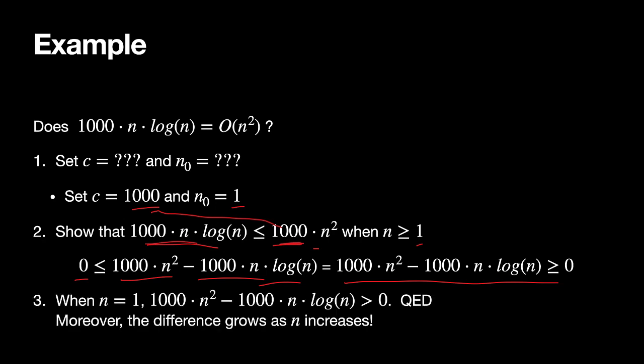Whenever n is 1, we look at our start point: 1,000 times 1 squared, which is 1,000, minus 1,000 times 1 times the log of 1, is greater than 0. So we could say it's proven, or can we? We could argue that the difference grows as n increases, and we saw that in the graph. The gap between these seems to increase, but we only saw it for the limited part of the graph that was graphed. We'd like to know rigorously that it's true for every point after n0.